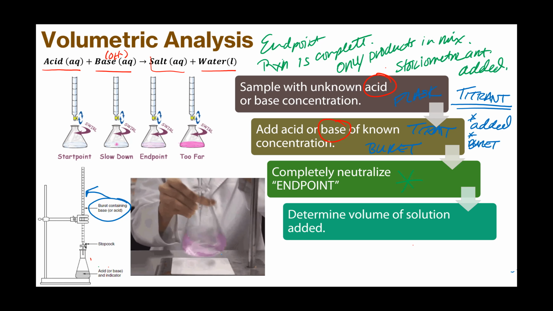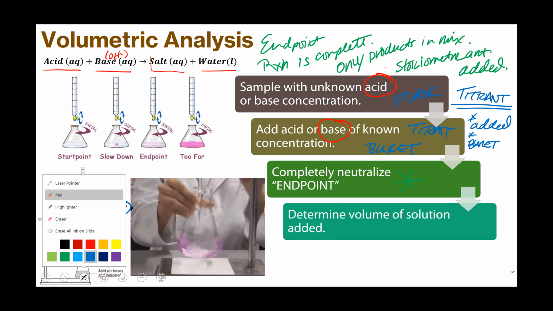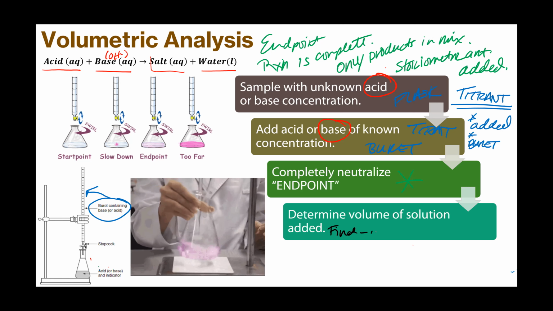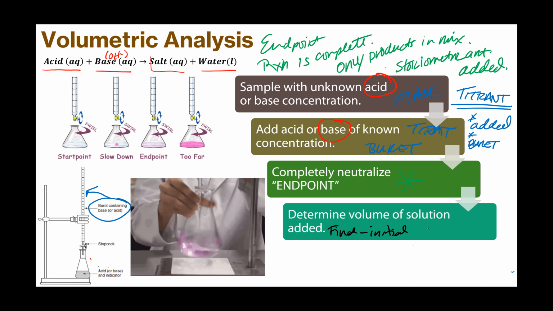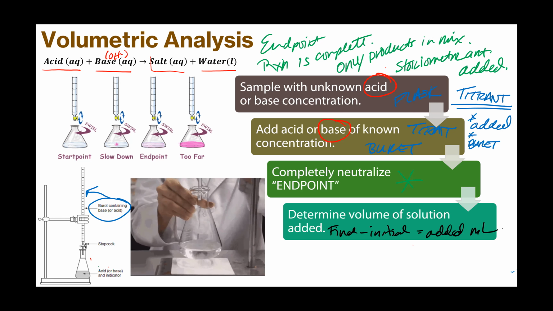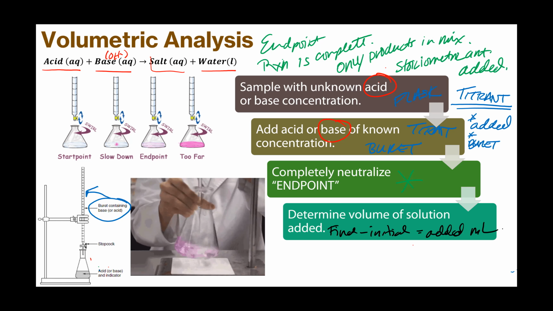Once we know what the endpoint is, we can determine the volume of the solution added. We're going to do this, if we're reading the burette, by taking your final spot minus your initial. This should give us what is added in terms of milliliters. If we're working a problem, I'll probably give you how much volume was added. In the lab, you'd have to figure it out by reading the burette. We did that at the beginning of the semester, where you take the difference between the 2 points.